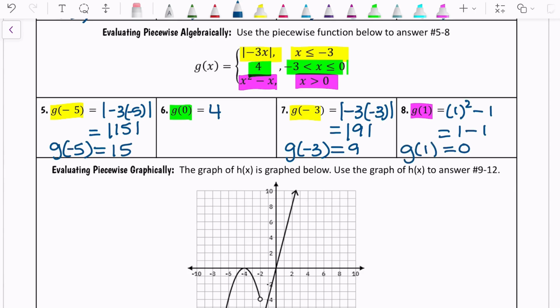So that is how you evaluate from the function itself using algebra. The next way I'm going to show you how to evaluate a piecewise function is from a graph.